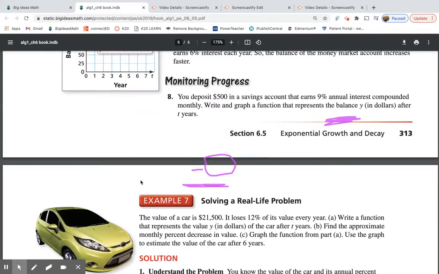So I want you to try number 8. Okay, and when it says write and graph a function, you're just going to write the function. You're not going to graph it. Okay, so try 8, pause the video, and then I will go over it with you.